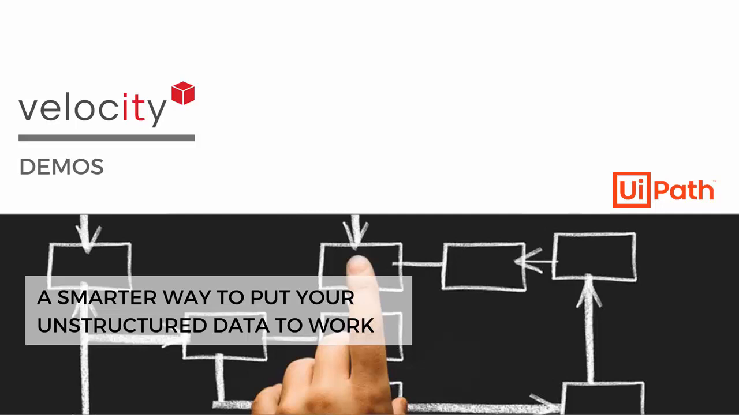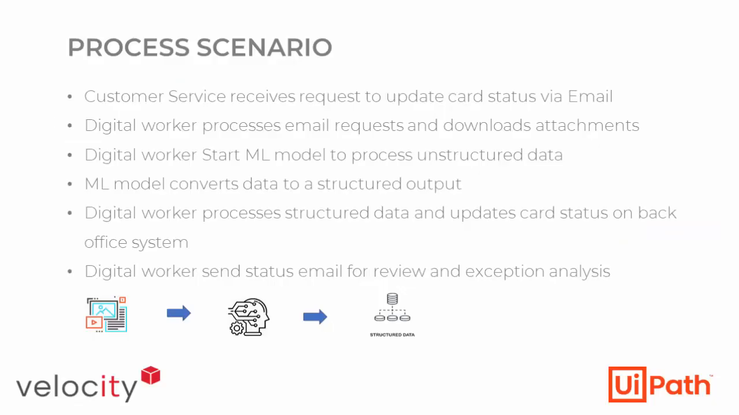Let's hand over to Johan to take you through how ML and RPA can be used to enhance this manual task. So the process scenario is that the email request comes in. The digital worker will then pick those emails up and download the attached documents for us. It will then start a machine learning model that will process each of those attachment documents. It will then extract the structured data for us.